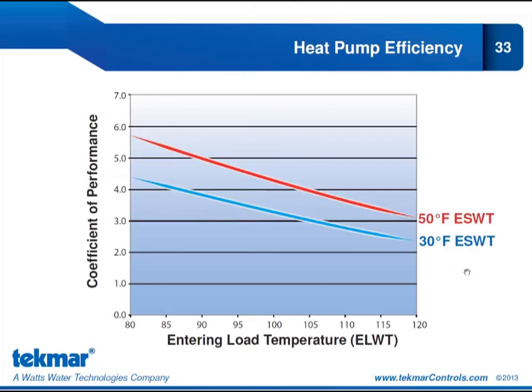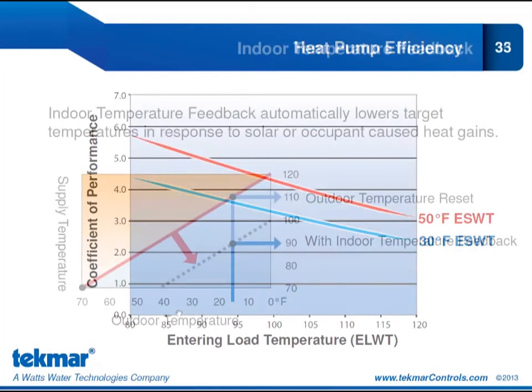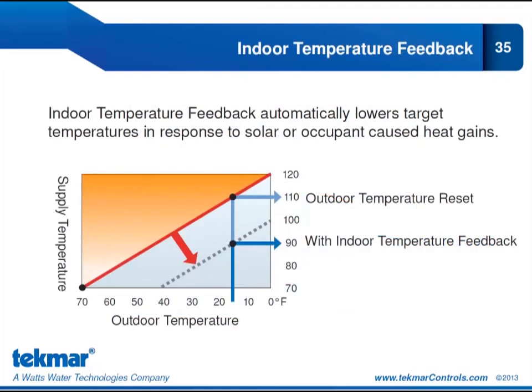So I'm losing a lot of efficiency by operating my system with a tank target of 110, when actually what my zones needed in that case was 90. So if I'm able to reduce that tank target temperature whenever possible, using the combination of outdoor temperature reset with indoor temperature feedback, I'm able to get added efficiency out of my heat pump.